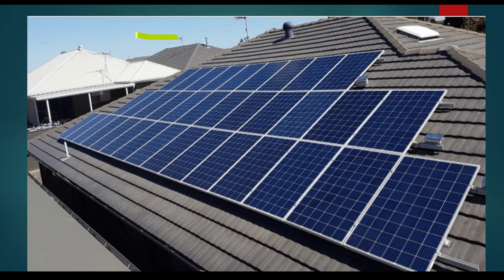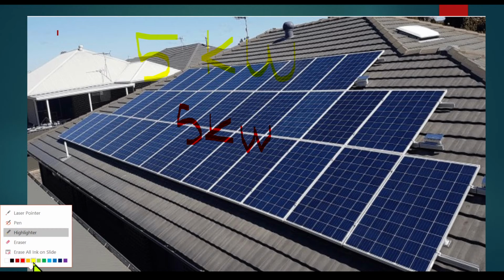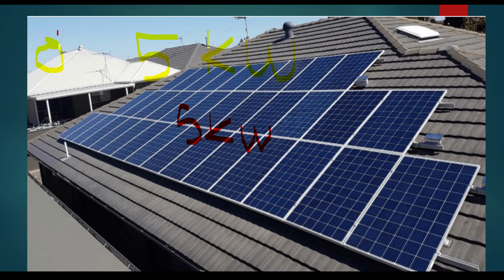So guys, imagine my system is 5 kilowatt. I'm writing it with the red pen. 5 kilowatt. If the 5 kilowatt system receives sunlight for 4 hours, that means 20 kilowatt hours. 5 kilowatt times 4 is 20 kilowatt hours.